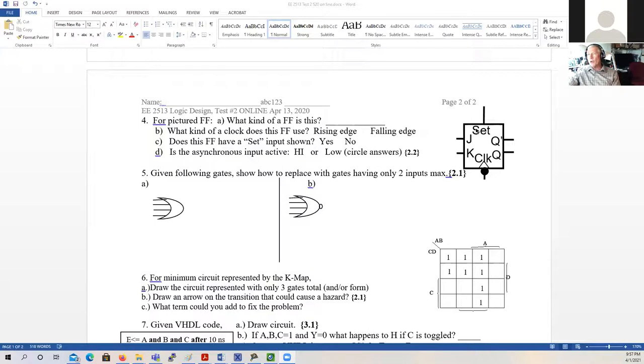And you might only have a set. You might only have a clear. Sometimes you'll have a set and a clear. All right. And what kind of flip-flop is it? Well, it's obviously a JK.